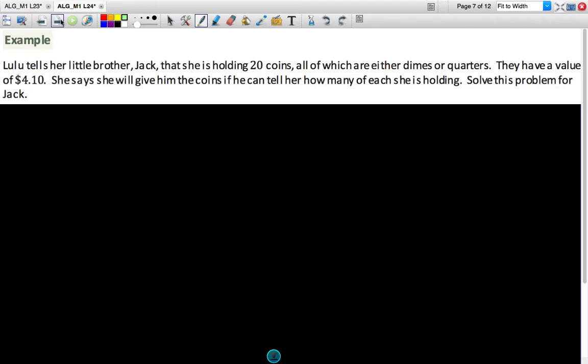Okay, so let's define some variables. We've got dimes and quarters. So let's let D represent dimes. So D represents 1 dime, and Q is going to represent 1 quarter.